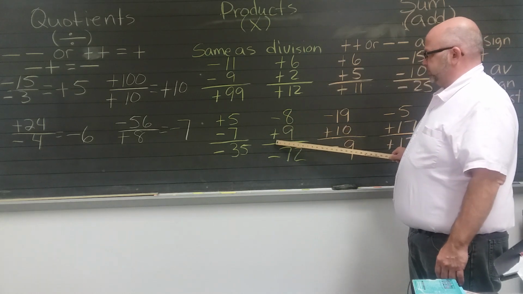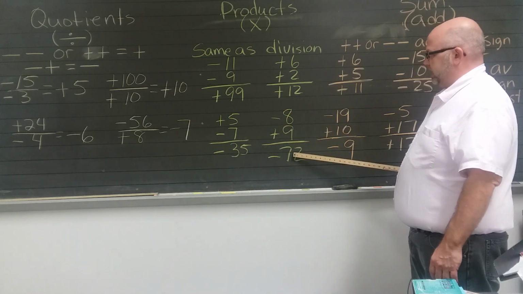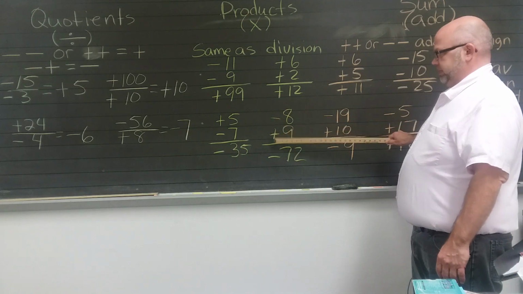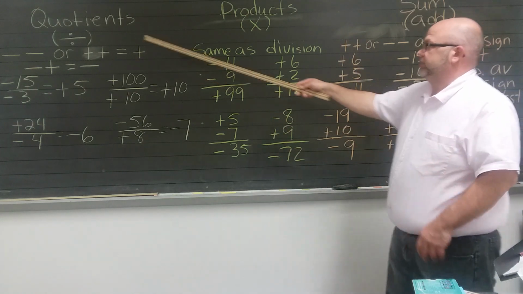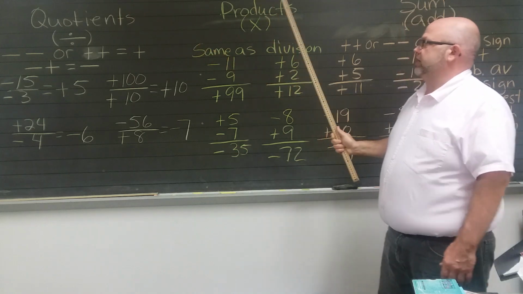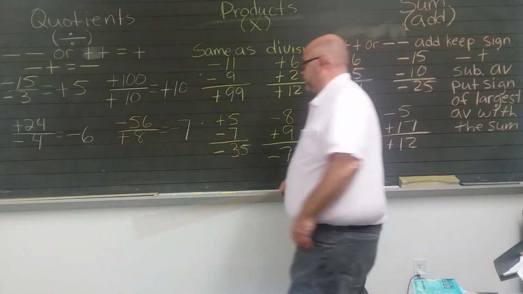Negative 8 times positive 9. 8 times 9 is 72. Different signs, so it's negative. So the rules of your signs for dividing and multiplying are the same.